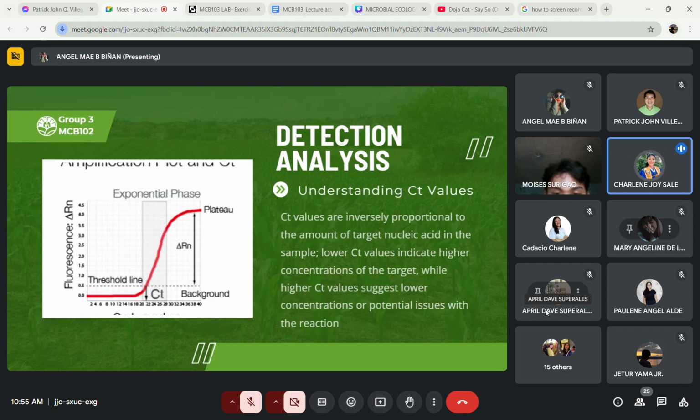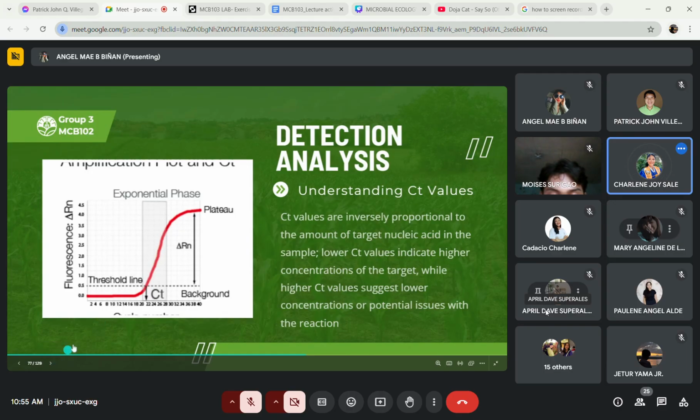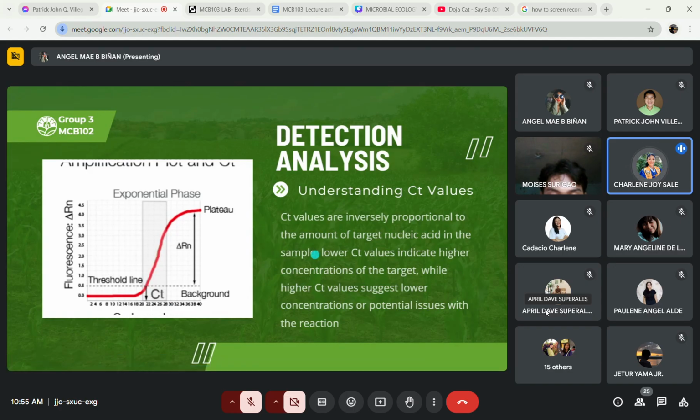The higher the CT value, the lower the concentration of the target nucleic acid. Basically, it means that when the CT value is lower, it takes fewer cycles to detect the target nucleotide sequence. So since it requires fewer cycles to detect the target nucleic acid, it means it has a higher concentration of that target nucleic acid.